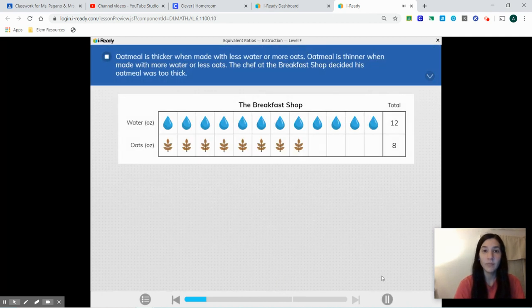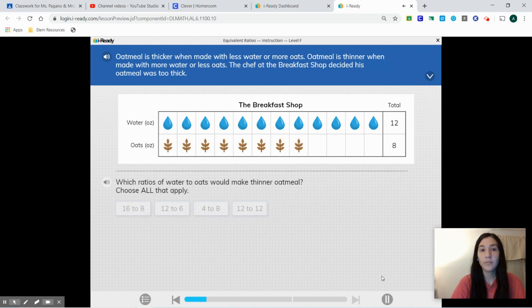Oatmeal is thicker when made with less water or more oats. Oatmeal is thinner when made with more water or less oats. The chef at the breakfast shop decided his oatmeal was too thick. Which ratios of water to oats would make thinner oatmeal?